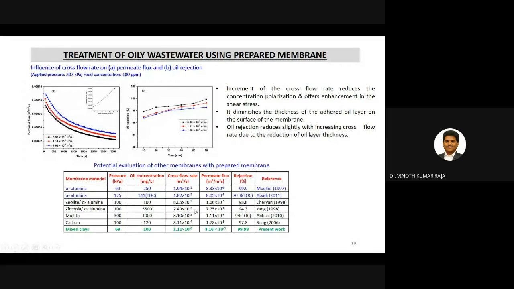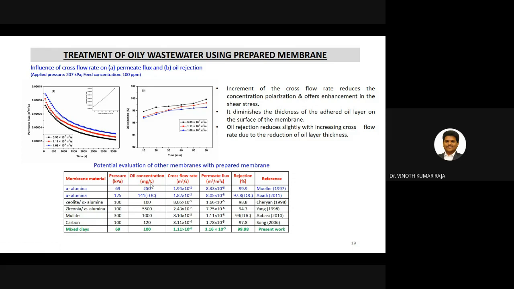You can see the highest rejection. What is the highest rejection we have obtained? That is 99.98 percent at a lower pressure. We have applied only 69 kilopascal. If you compare this pressure, 69 kilopascal is a lower pressure because we have prepared a microfiltration membrane that can be operated at lower pressure.